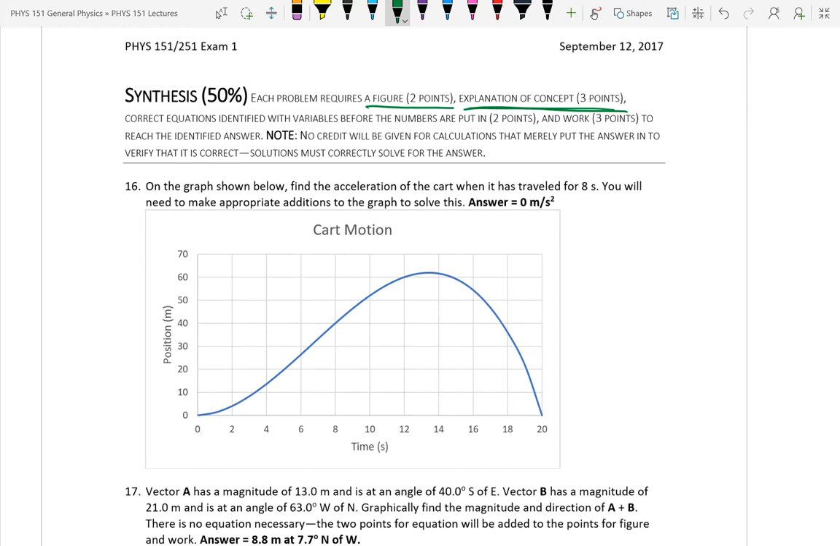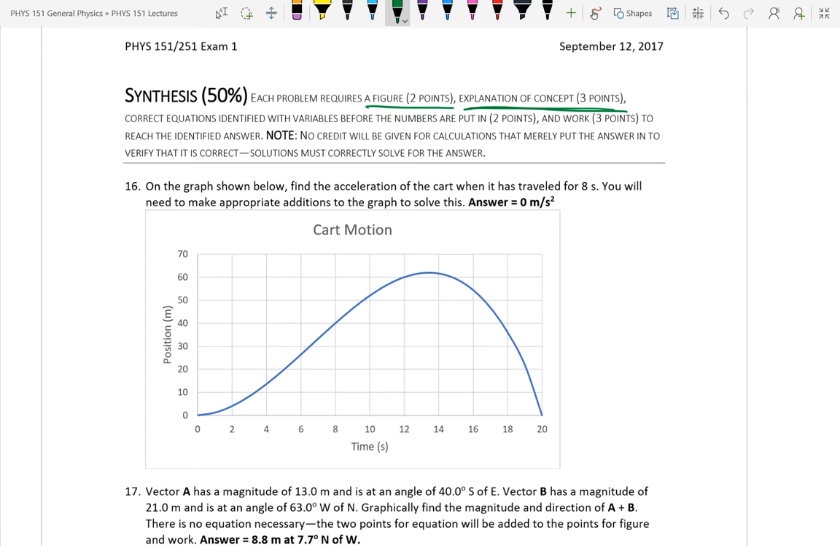If you look at number 16, on the graph shown below, find the acceleration. Well, how do you find the acceleration from a position versus time graph? Without calculus, you take the slope, and that's the velocity, right? And then the slope of the velocity tells you the acceleration. So you would have to take the slope of this, plot that, and the slope of that at that point will tell me the acceleration. That would be kind of a difficult thing to do, to make the second graph and do it. So that's obviously not going to be your question.